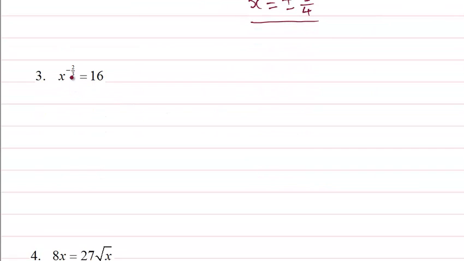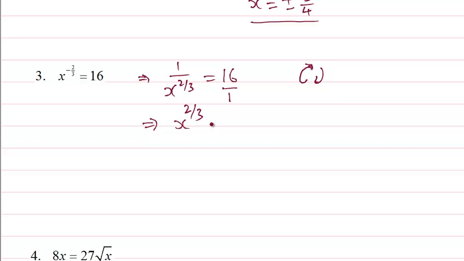Here we have x to the power minus 2/3, which is the same as writing 1 over x to the power 2/3 equal to 16. So we make it look like a fraction. Then we flip the fractions upside down, both sides. So that gives you x to the power 2/3 equal to 1 over 16.